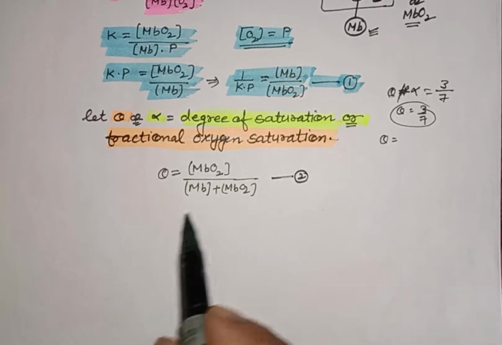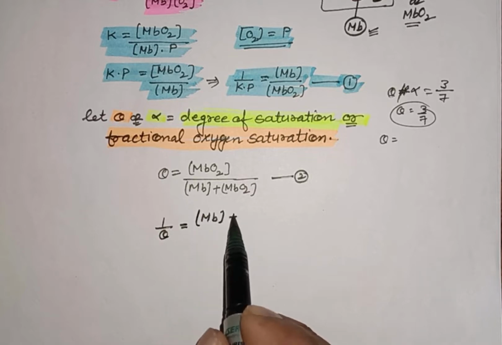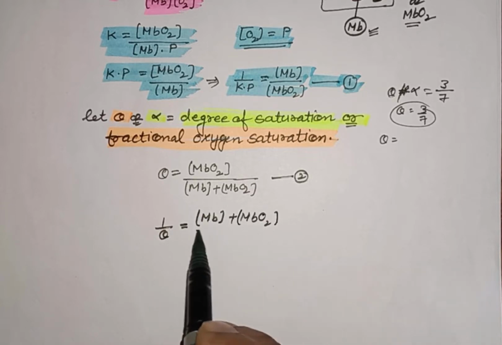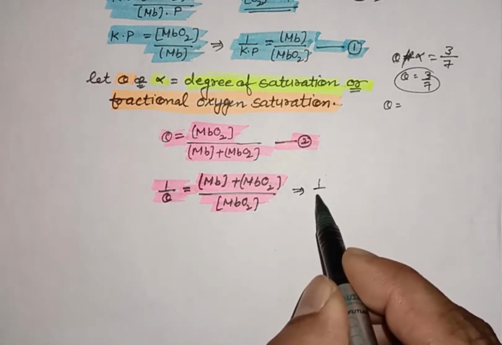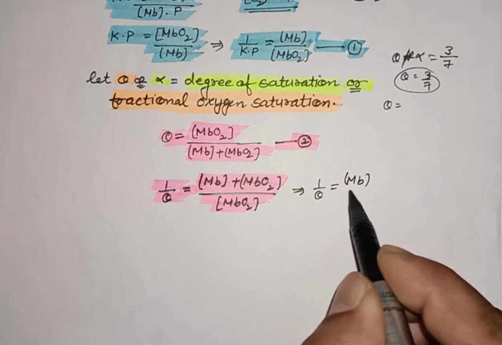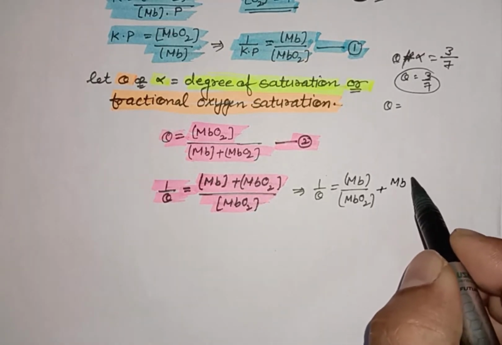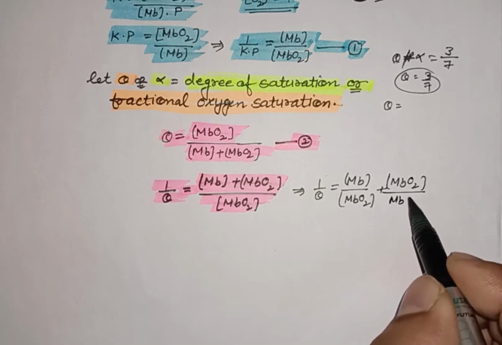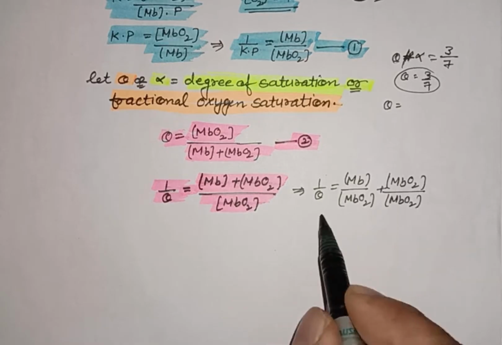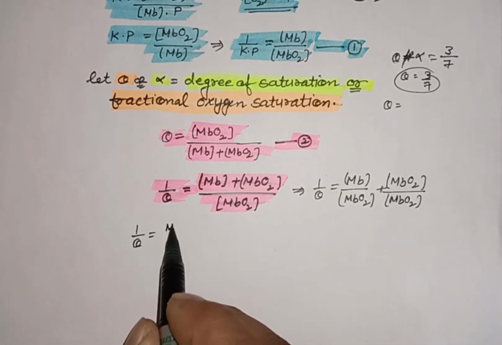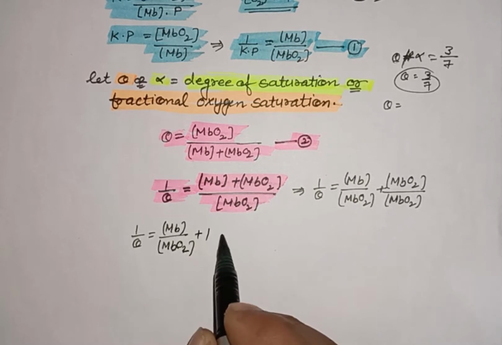If we invert equation number 2, we get 1 upon theta equal to the Mb concentration plus MbO2 concentration divided by the MbO2 concentration. Now 1 upon theta is equal to Mb divided by MbO2 plus MbO2 divided by MbO2. The MbO2 is divided into both terms, so the second term becomes 1. So the equation becomes 1 upon theta is equal to Mb concentration divided by MbO2 concentration plus 1. This is our equation number 3.